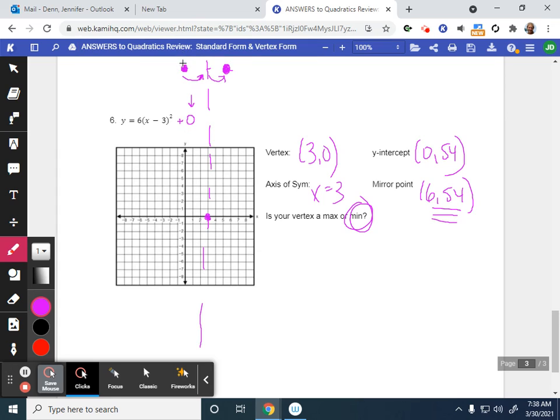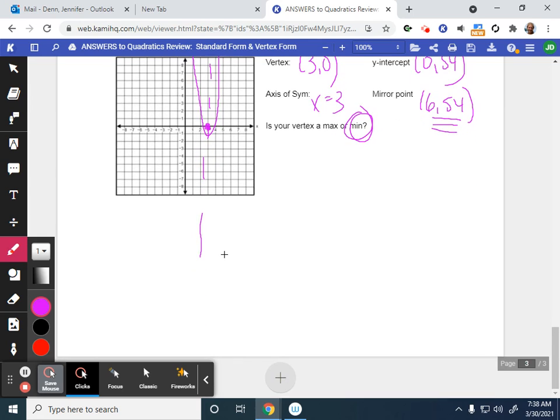And here's my quadratic. All right, I hope you feel ready and good to go.